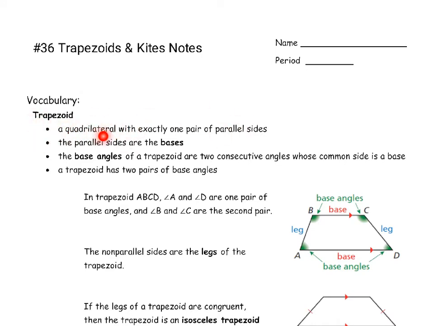It is a quadrilateral, 4 sides, with exactly one pair of sides being parallel. Okay, so the bases, top base, bottom base, those 2 sides are the ones that are going to be parallel. The base angles of a trapezoid are 2 consecutive angles whose common side is a base. A trapezoid has 2 pairs of base angles. In trapezoid ABCD, angle A and angle D are one pair of base angles, and angle B and angle C are the second pair. The non-parallel sides are called legs.